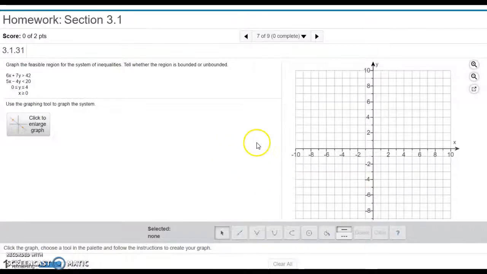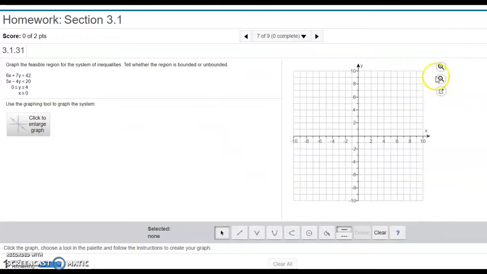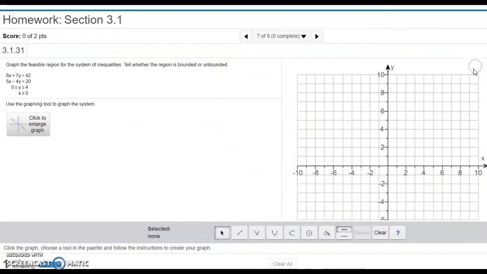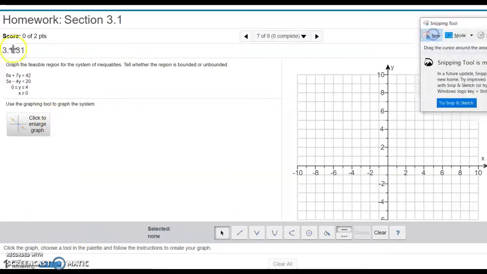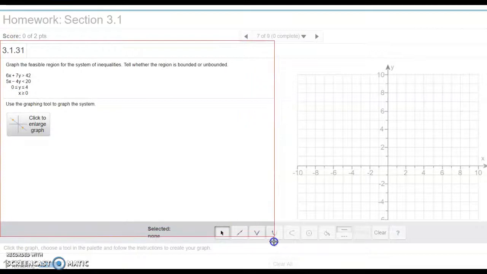Okay, so some of you are having some issues with graphing, so let's look at this. Now again, if you minimize this, it's going to get kind of tiny, so hitting the plus sign makes it bigger, which will make it easier to graph. All right, and I'm just going to take a screenshot here so I can write.